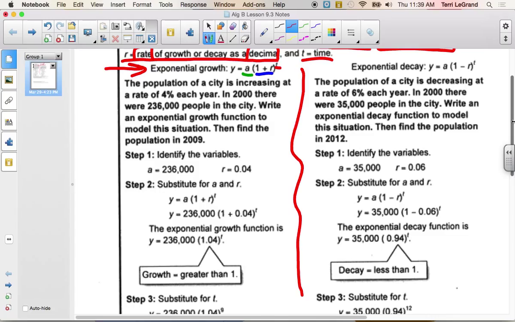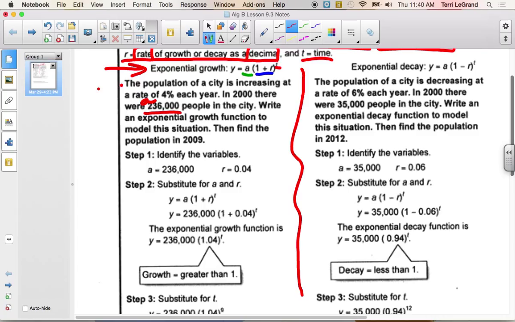Okay, so here's our situation that they have worked out here for us. And don't be working down there at the bottom. Stay with me, please. The population of a city is increasing at a rate of 4% each year. It's telling us it's increasing, so our final answer better be larger than what it started at, right? So in 2000, there were 236,000 people in the city. What part of the formula do you think that's going to represent? The A. That's our starting amount right there.